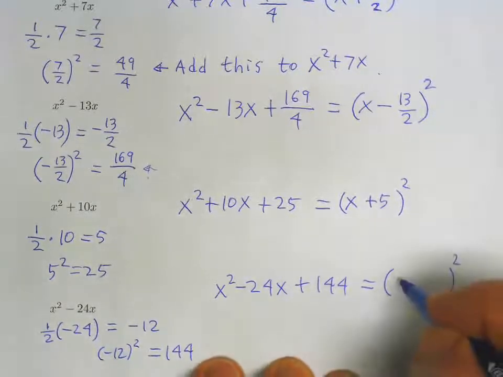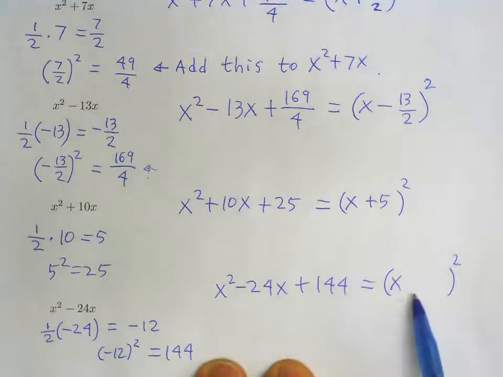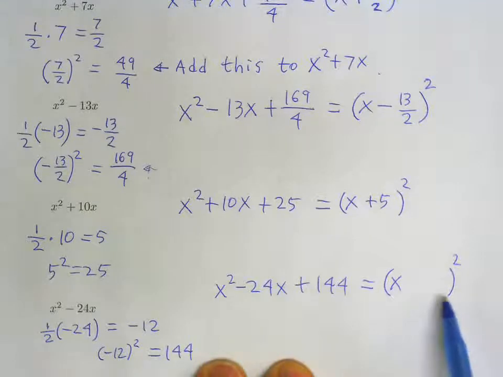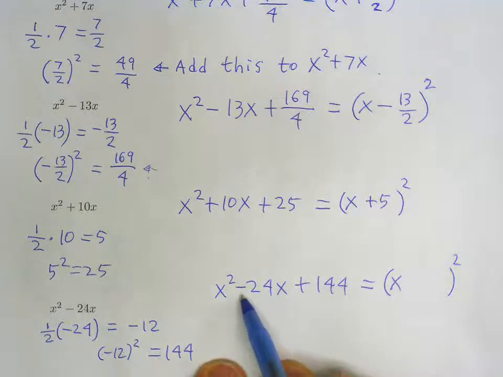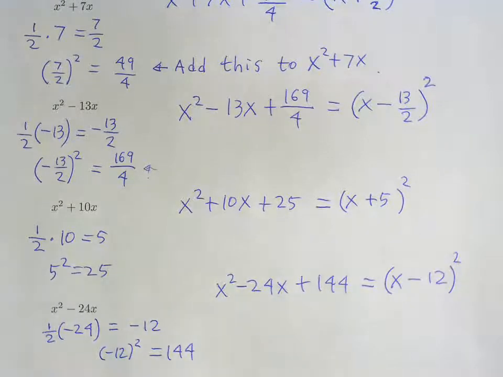The binomial has to have x in it because the perfect square trinomial has 1x squared. And then the rest of the binomial is what we get when we take 1/2 of negative 24. 1/2 of negative 24 is negative 12, so that means we write x minus 12. Okay, this is what's behind solving quadratic equations by completing the square. So now we'll solve a few quadratic equations by this method.